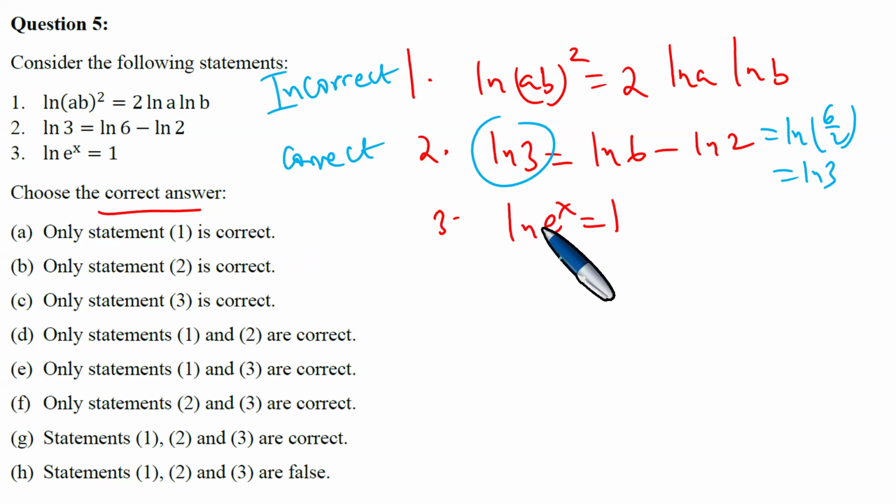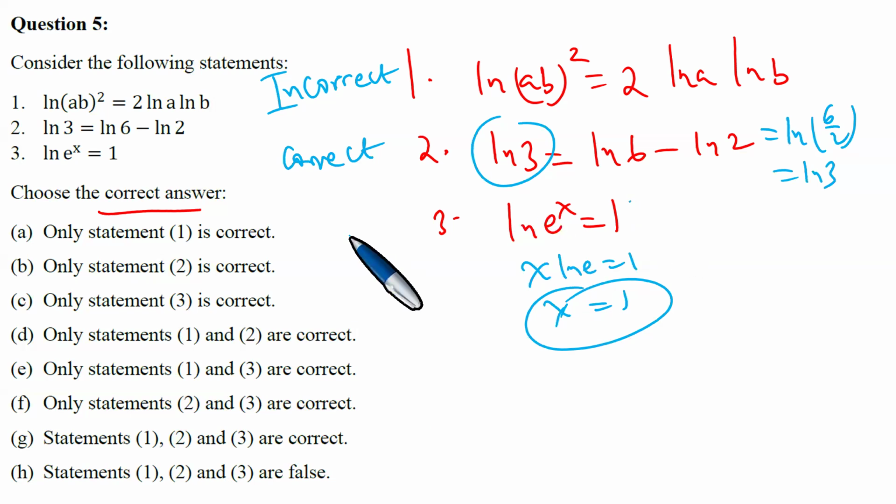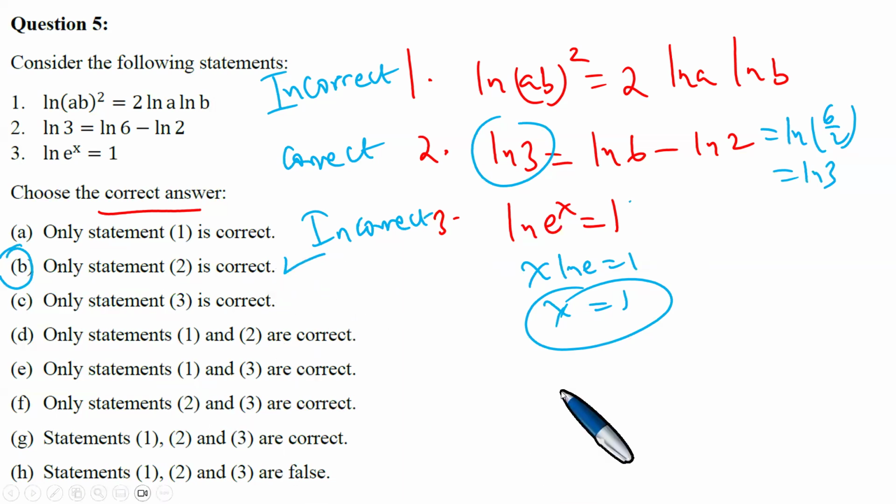And now the ln of e to the power x is actually x ln e, and ln e is 1, so this is x, and it is not equal to 1. So in other words, that would mean that this is also incorrect. As a consequence, we're asking the question, choose the correct answer. And the correct answer should be the answer that says that statement 2 is correct. So it is obviously option B there. Right, and we move forward.